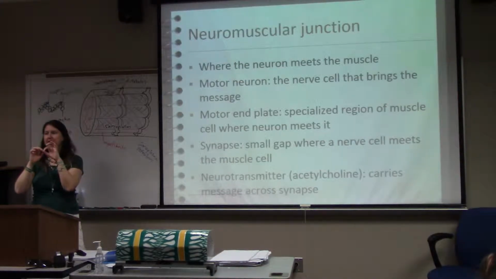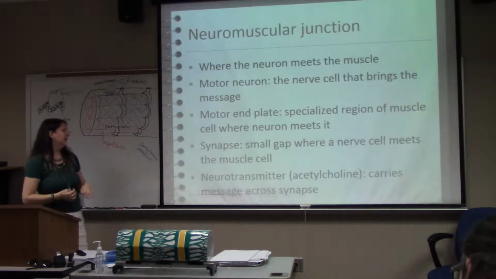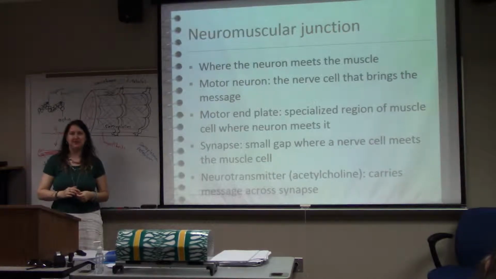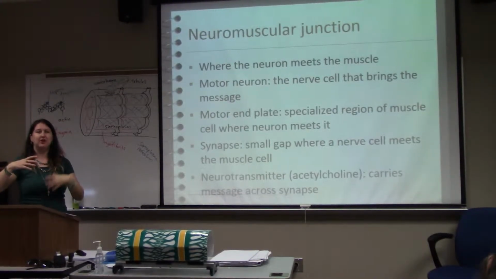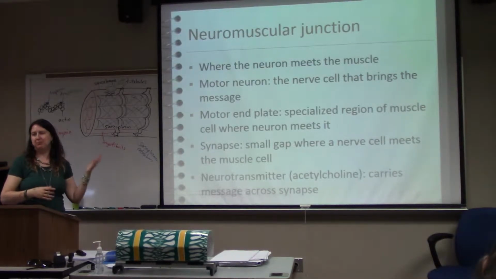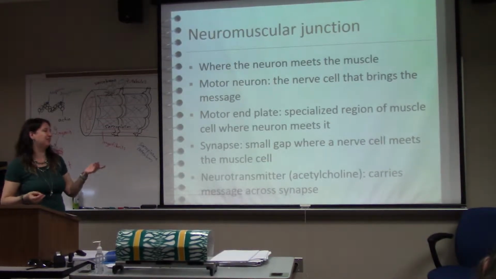The gap in between them is called a synapse. We'll see this again when we get to the nervous system. Any place that a nerve talks to another cell, whether it's a muscle, another nerve, or something else, is called a synapse.